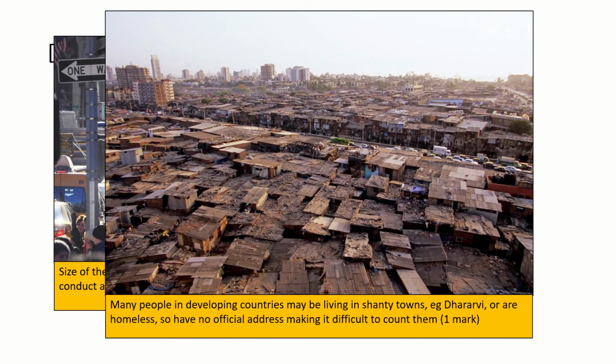Shanty towns, like the Dharavi slums, famously in India, mean that people don't have an address. So even if you did want to get a census form to those people, how would you go about doing that? There are no street names here. There is no formal postal address system.